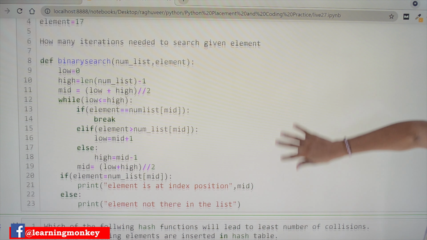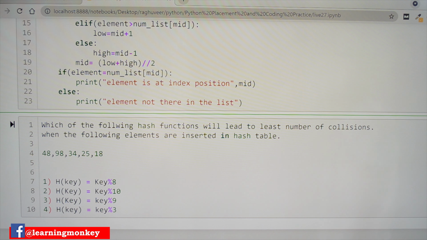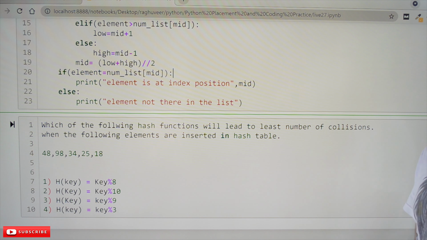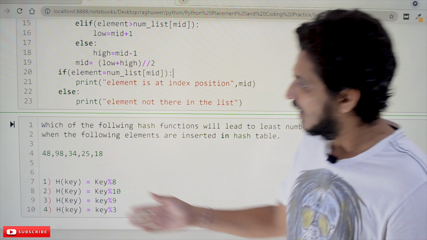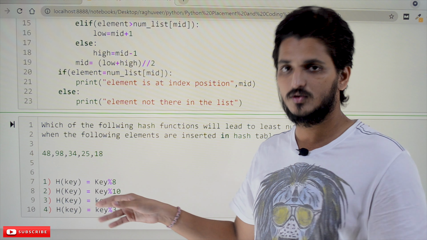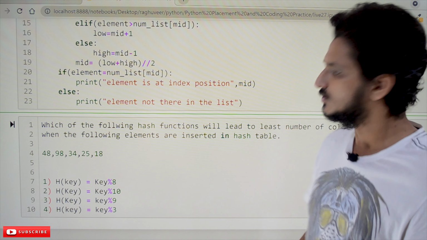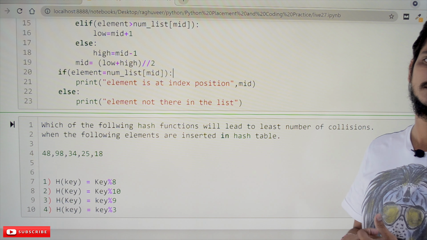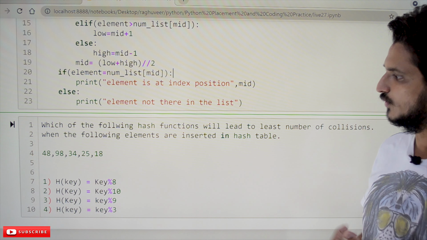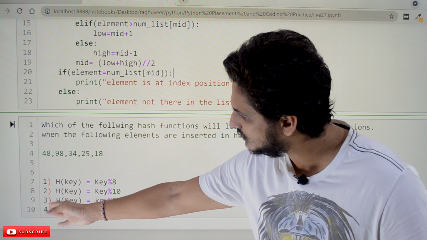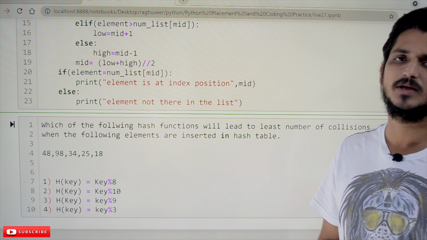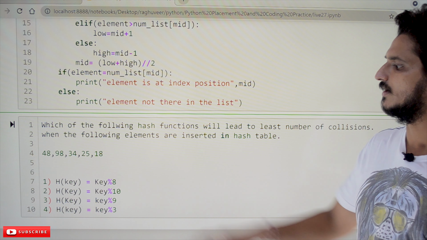Coming to the second question, this is about hashing. Which of the following hash functions will lead to the least number of collisions when the following elements are inserted in a hash table? So you have to take the hash table. On that, these are the list of elements you have to insert. Which of the following keys will provide the minimum number of collisions? You have to identify either 1, 2, 3 or 4. So which of them is providing the least number of collisions? This is our second question.